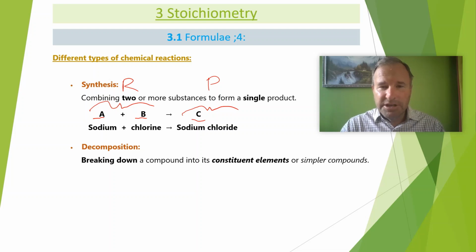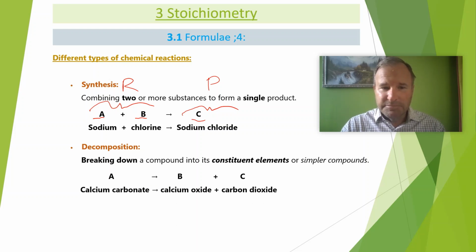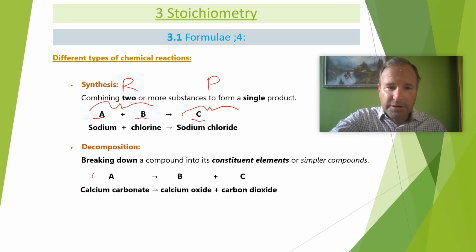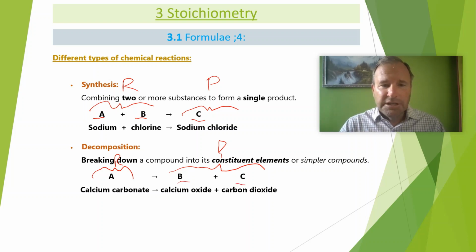Decomposition, as it suggests in biology and chemistry, means to break down into its simpler constituent elements. Here's an example. A is broken down into B plus C. It could be more, but in this case we only got 2. So we've got the reactant here. We've only got 1 reactant. And here we've got 2 products, B and C. A typical classic example is when you heat up calcium carbonate, it breaks down into calcium oxide and carbon dioxide.